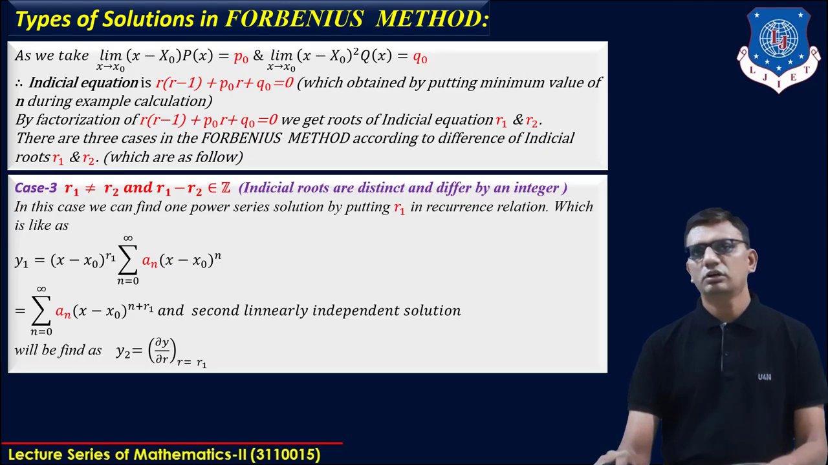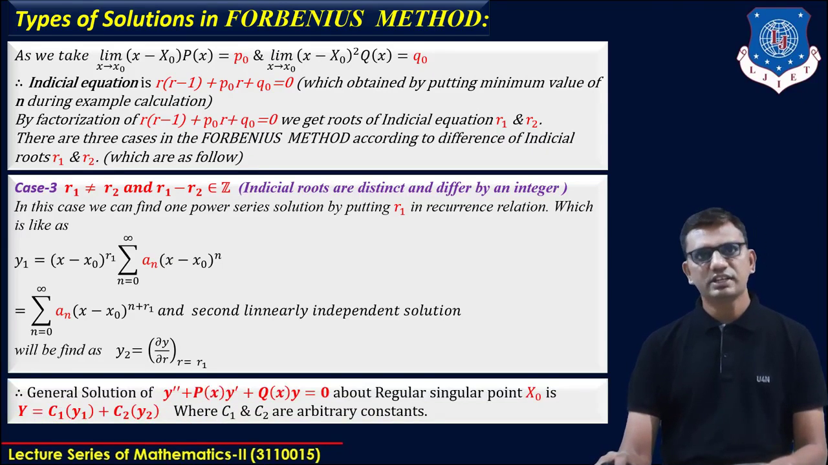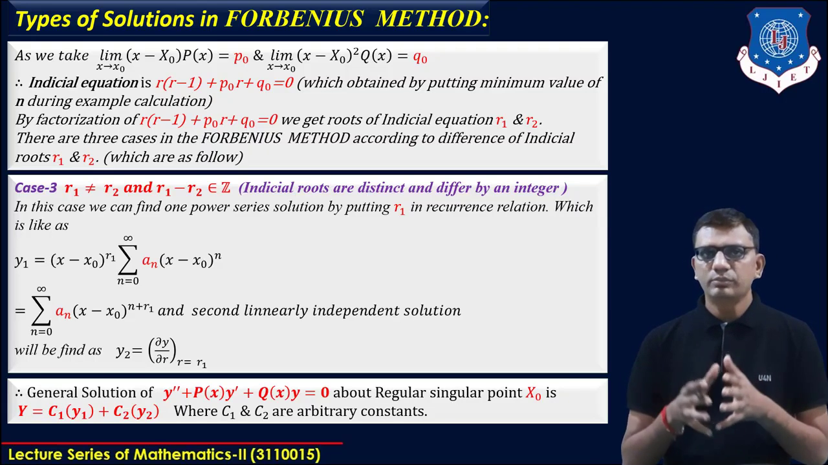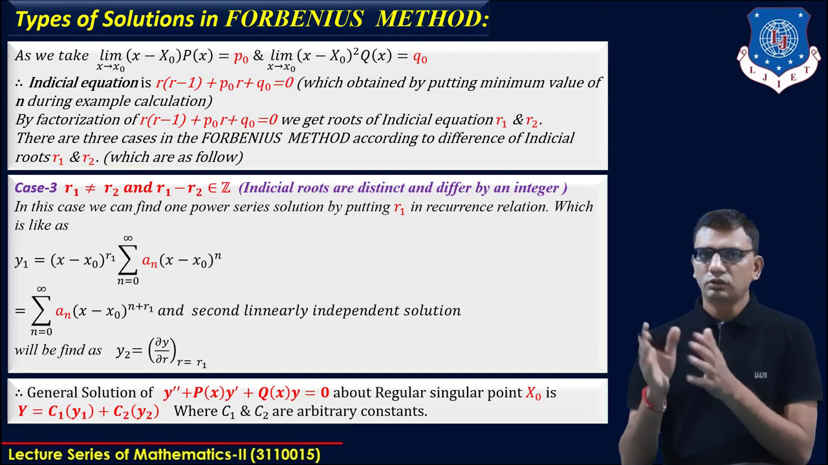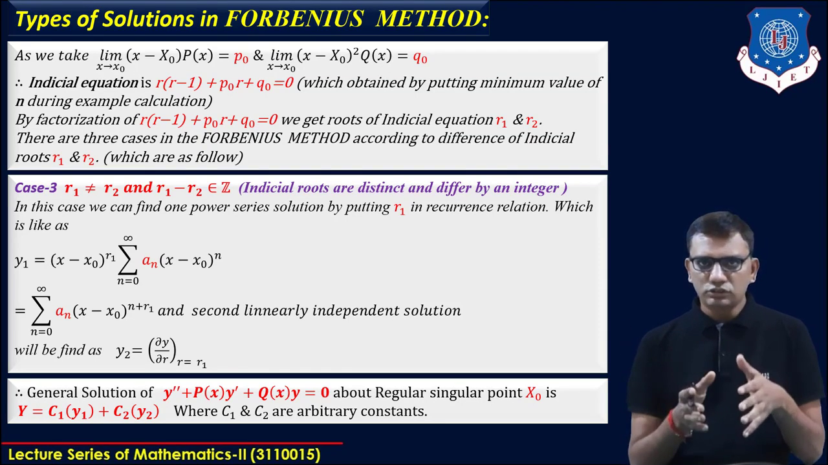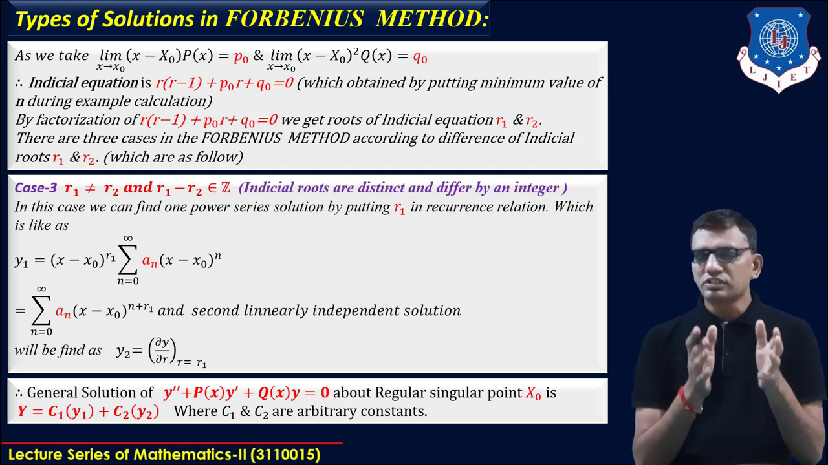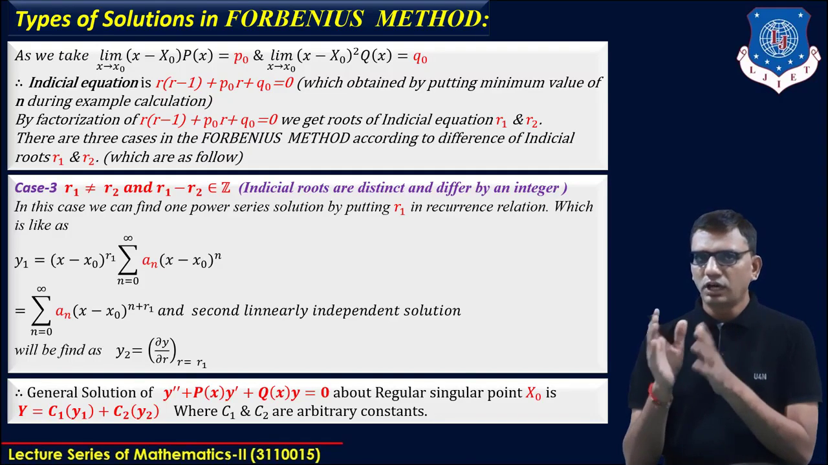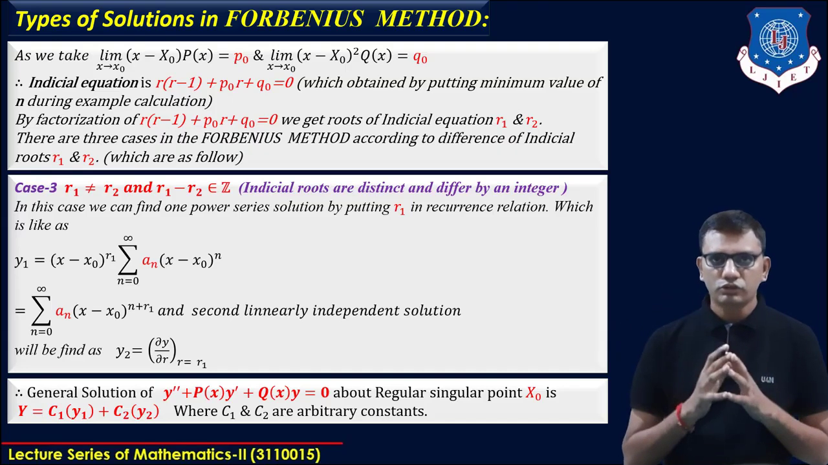So the general solution of the differential equation y double dash plus p(x)y dash plus q(x)y equal to 0 about a regular singular point is given by y equal to c1 y1 plus c2 y2, where c1 and c2 are arbitrary constants. The first solution y1 is obtained by directly putting r equal to r1 or r2, and the second solution is obtained by taking the partial derivative of y with respect to r and then putting r equal to r1 or r2 according to the first solution.